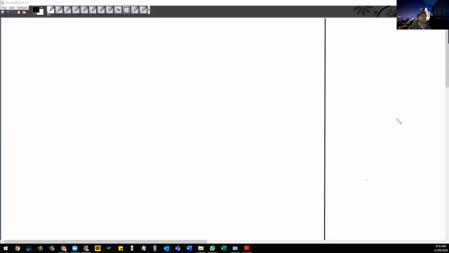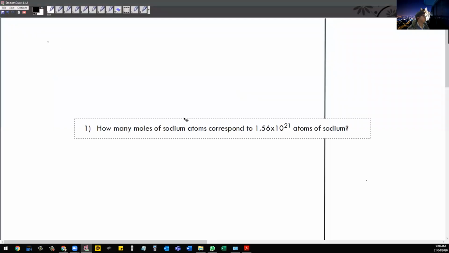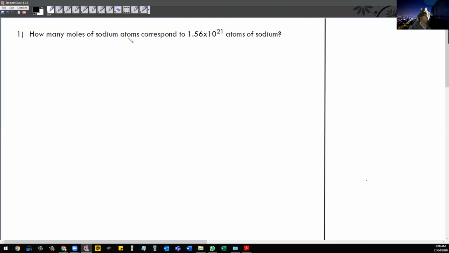So yeah, number one, let me just copy that one. Okay, so number one is, how many moles of sodium atoms correspond to this many atoms of sodium? So sodium is Na, right? And there are 1.56 times 10 to the power of 21.